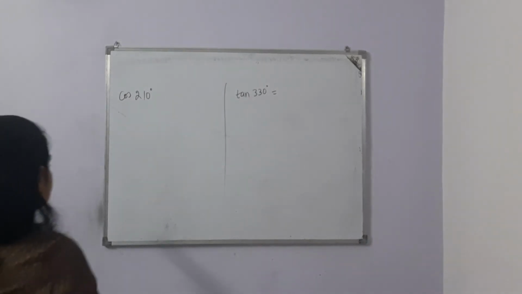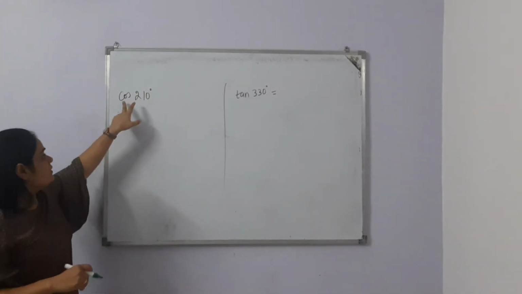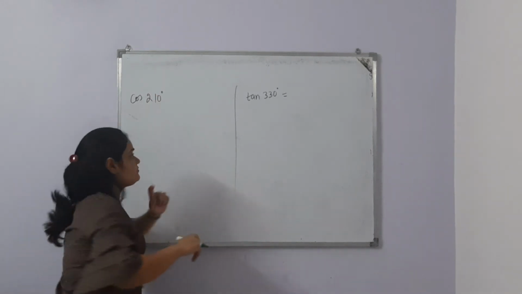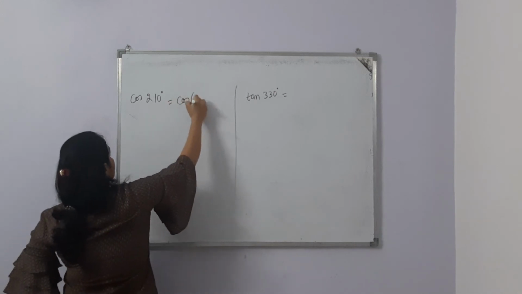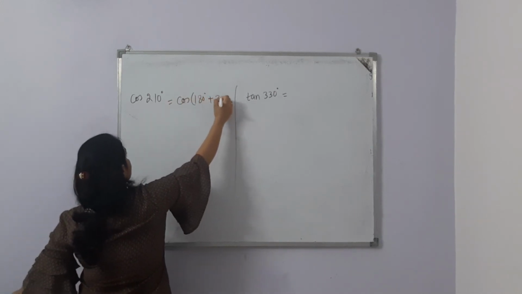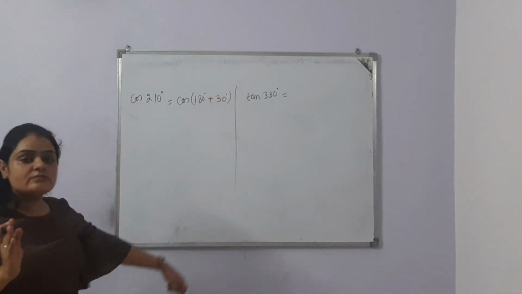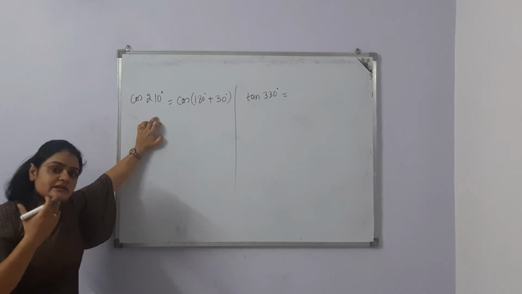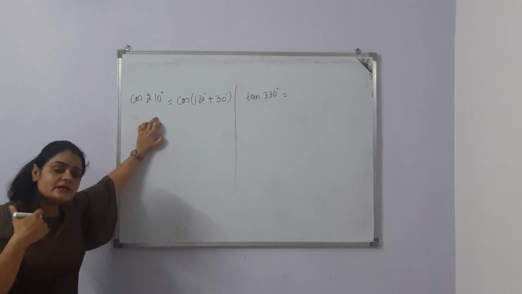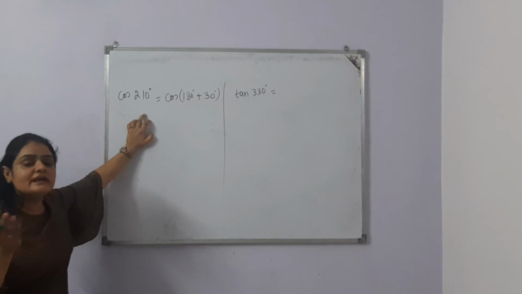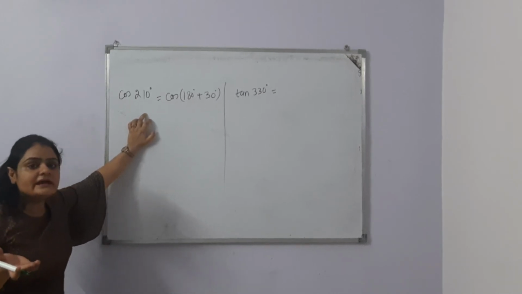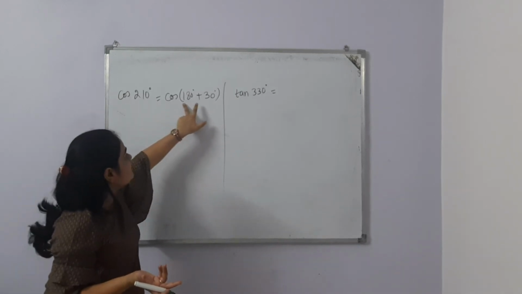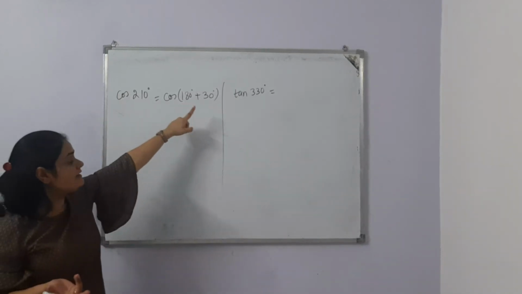Now the first question is cos 210. If I just want to write it in terms of pi, how can I write it? cos of 180 degree plus 30 degree. Of course 180 degree is pi. Here the angle is in degrees, so I have to solve the answer in degrees. If the question is in terms of pi or pi by 2, that means radians, then take the angle in radians. Now it is in degrees, so I am taking degrees only. So can I write 180 plus 30? Of course, pi plus theta.